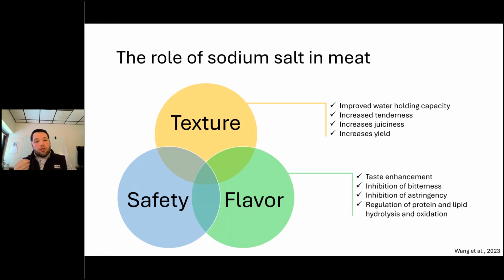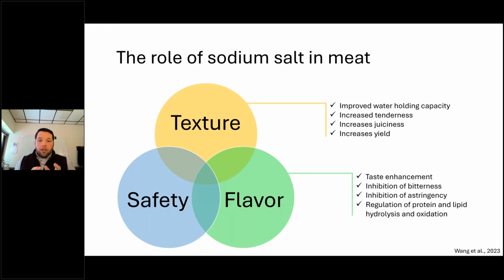That flavor is also further enhanced by the presence of salt. So we have a taste enhancement. Adding salt can inhibit some bitter notes as well as some astringent notes that may come through based upon other ingredient additions. The addition of salt also regulates some of those chemical reactions that are ongoing in a meat product, including protein and lipid hydrolysis and oxidation.